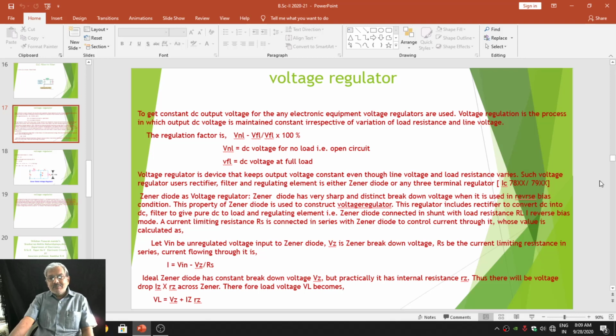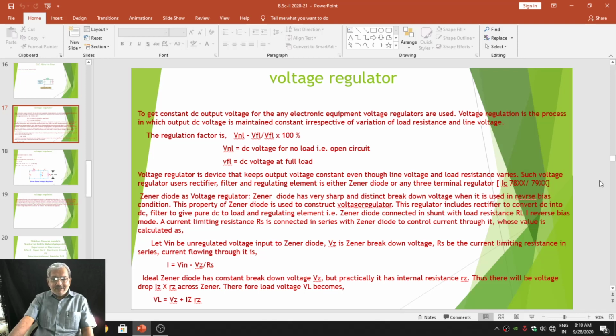Once again, we are going to continue with the first topic known as rectifier, filter and voltage regulator.